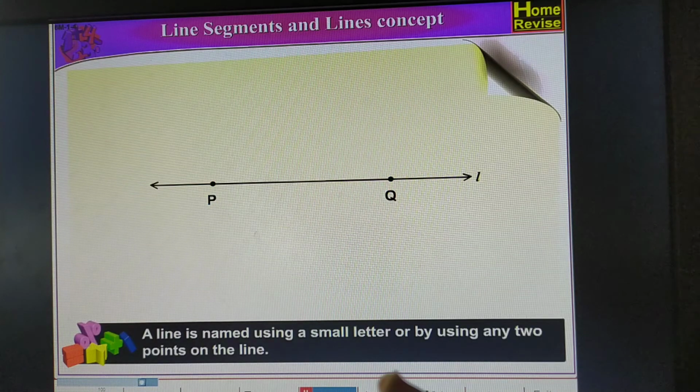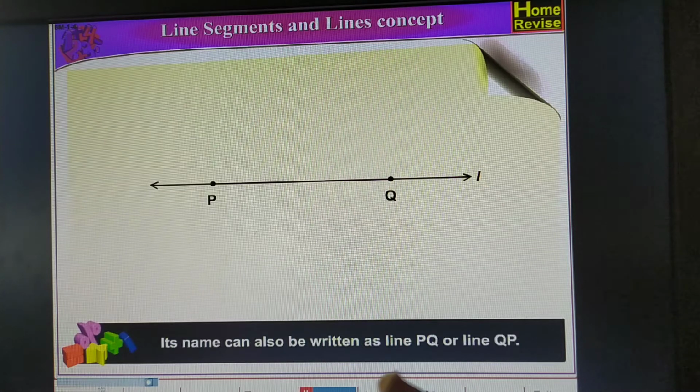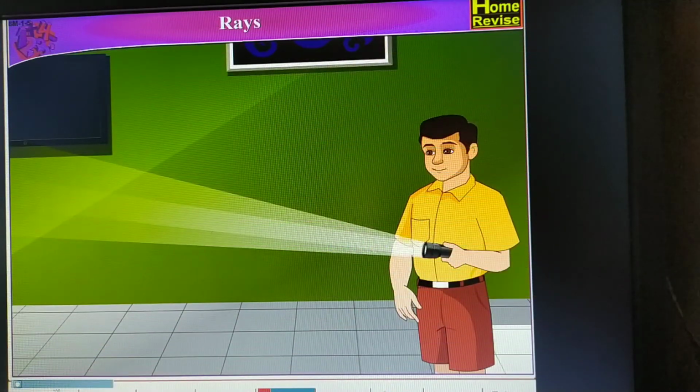A line is named using a small letter or by using any 2 points on the line. A line has been shown alongside. Its name can also be written as line PQ or line QP. Our next point is ray.